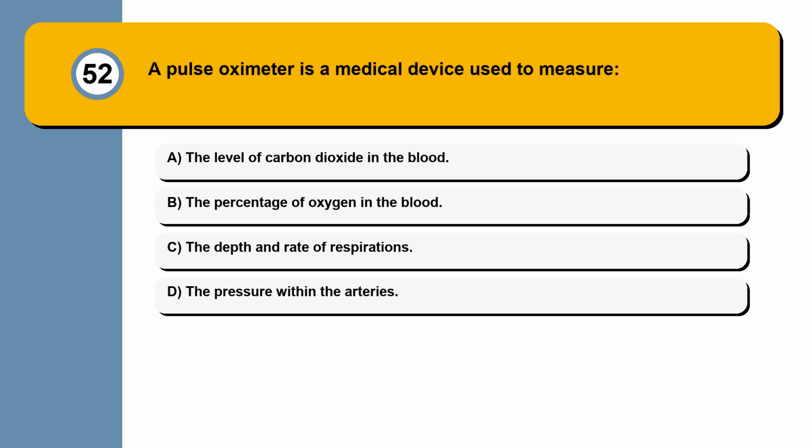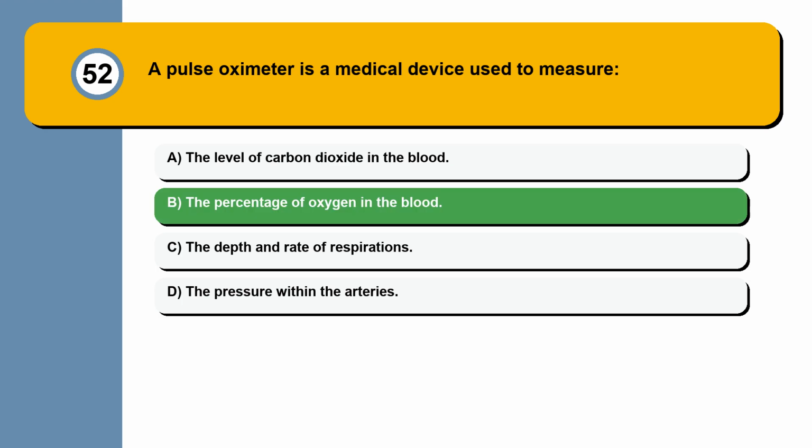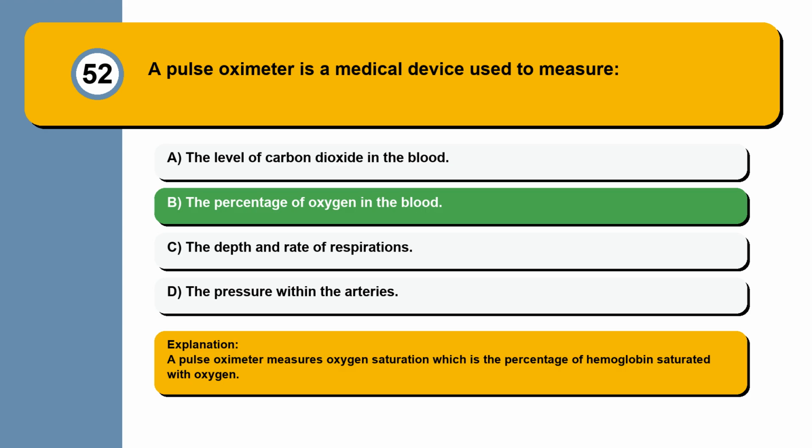Question 52. A pulse oximeter is a medical device used to measure the level of carbon dioxide in the blood, the percentage of oxygen in the blood, the depth and rate of respirations, the pressure within the arteries. A pulse oximeter measures oxygen saturation, which is the percentage of hemoglobin saturated with oxygen.